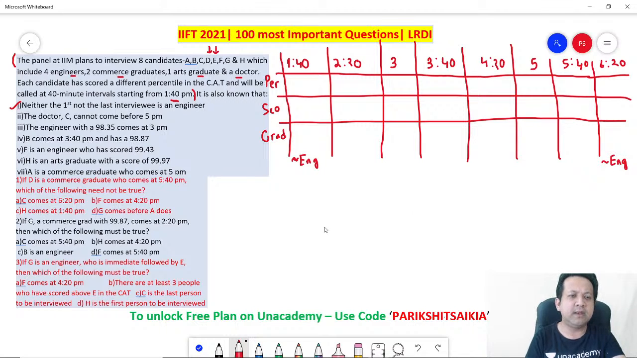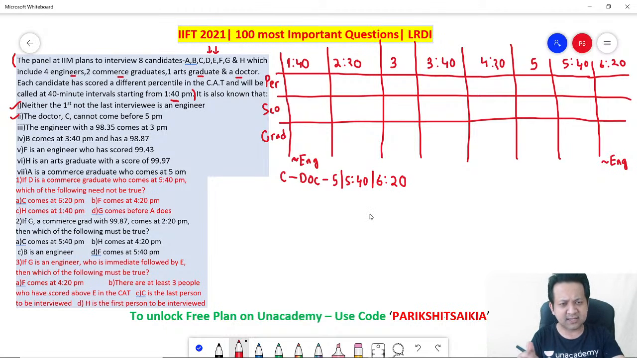Correct? Next, Dr. C cannot come before 5 p.m. So if he cannot come before 5 p.m., it means he comes at 5 p.m. or after 5 p.m. Will you agree? So it would be C, remember C is a doctor, and he comes at either 5, or 5:40, or 6:20. Agreed, right? 5, 5:40 or 6:20.